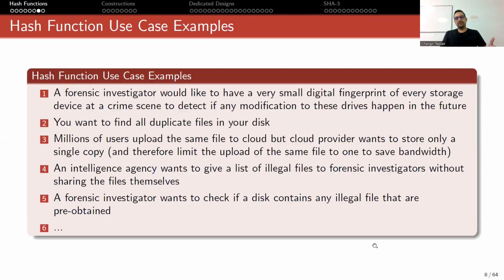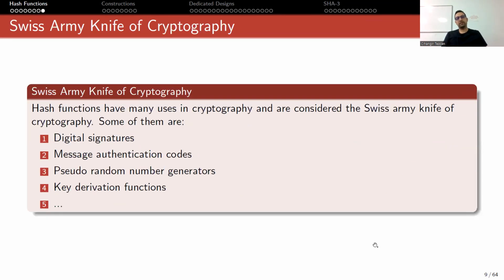Of course, these were just for generic daily use, but in cryptography, we also use hash functions in many different scenarios, and this is why we call it the Swiss Army knife of cryptography. So hash functions have many uses in cryptography. Some of them are digital signatures, message authentication codes, pseudo-random number generators, key derivation functions, and so on. So we use hash functions almost everywhere. For instance, in digital signatures, you never sign the message itself, you sign the hash of it. Okay? This is the idea.